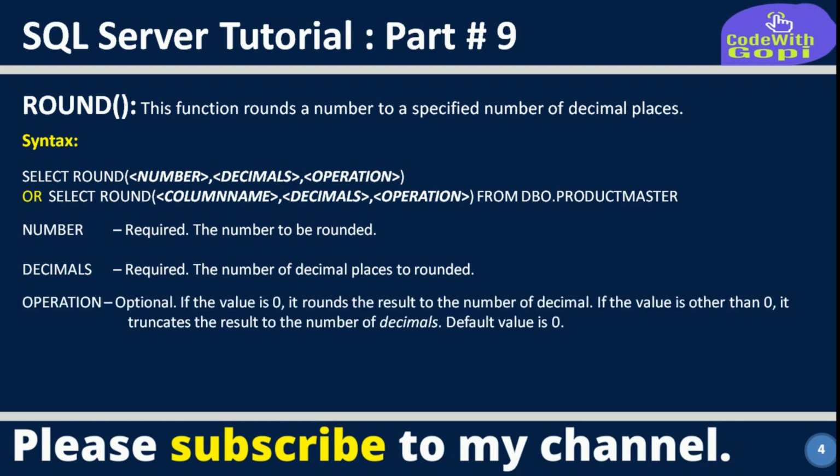Next, operation is an optional parameter. If the value is 0, it rounds the result to the number of decimals. If the value is other than 0, then it truncates the result to the number of decimals. Whatever decimals we are getting in the result, it will truncate if we are using other than 0. By default, this operation value will be 0. Even though you are not providing operation, the system will treat it as 0.